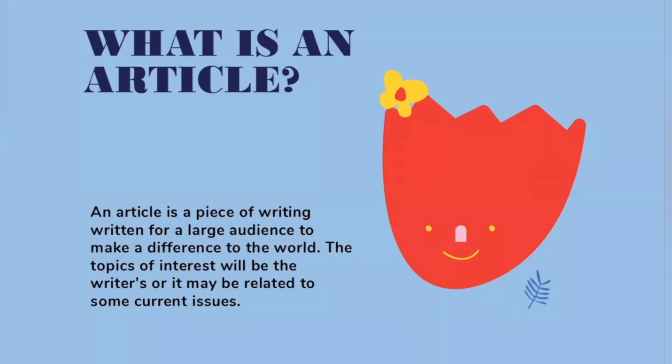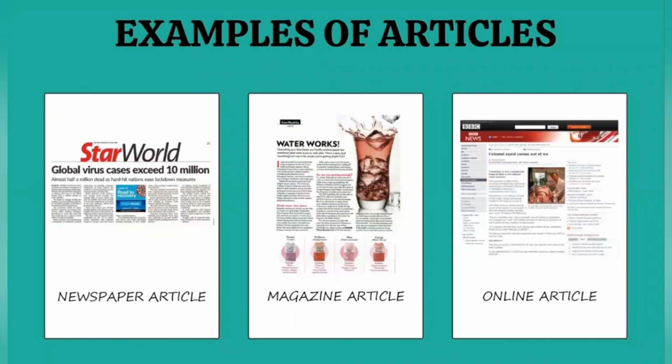So what is an article? An article is a piece of writing written for a large audience to make a difference to the world. The topics of interest will be the writer's, or it may be related to some current issues. These are examples of articles. You can abstract an article from a newspaper, from a magazine, or even online.